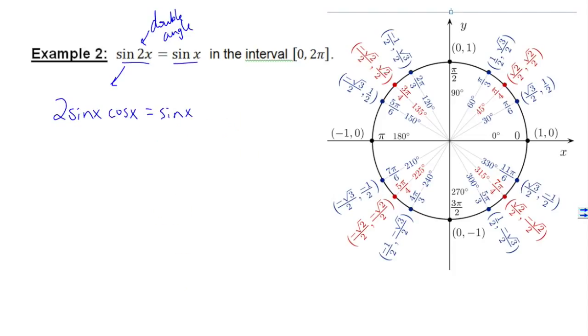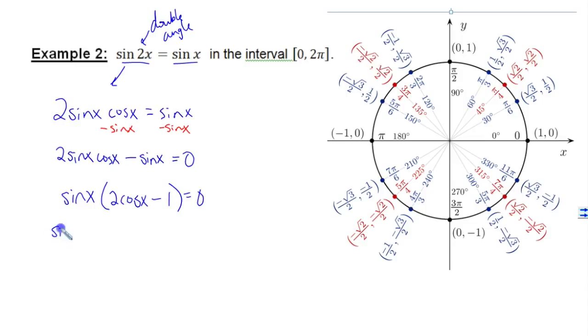What we actually have to do is subtract sine x from both sides. It's going to look like 2 sine x cosine x minus sine x equals 0. So again, don't try to divide by sine x. A lot of people do that, and it's not right. Once you bring the sine x over, you're going to factor it out. All right, so we're going to have 2 cosine x minus 1.